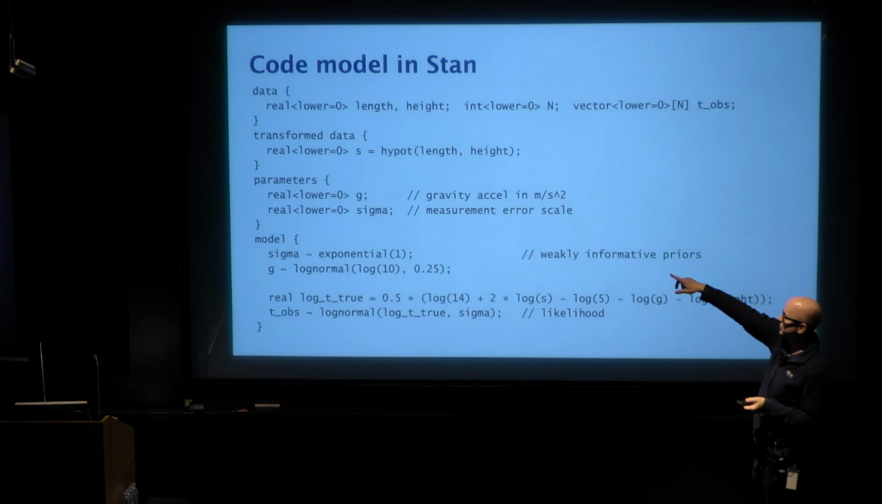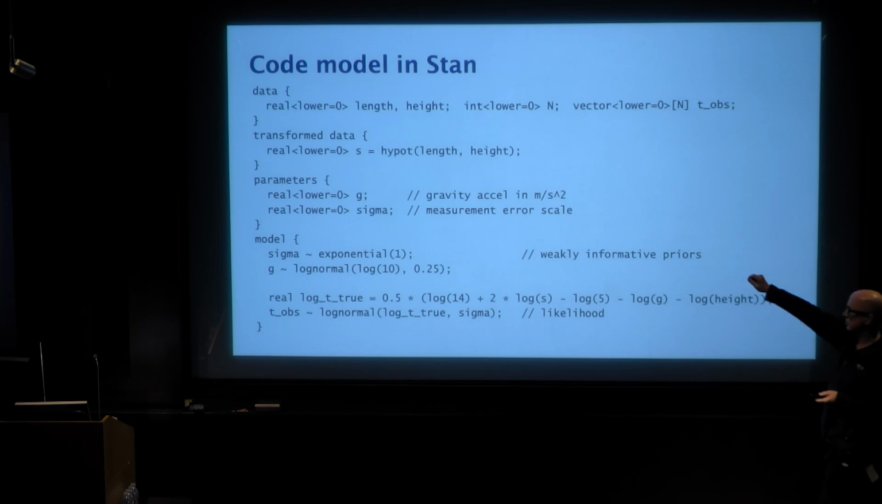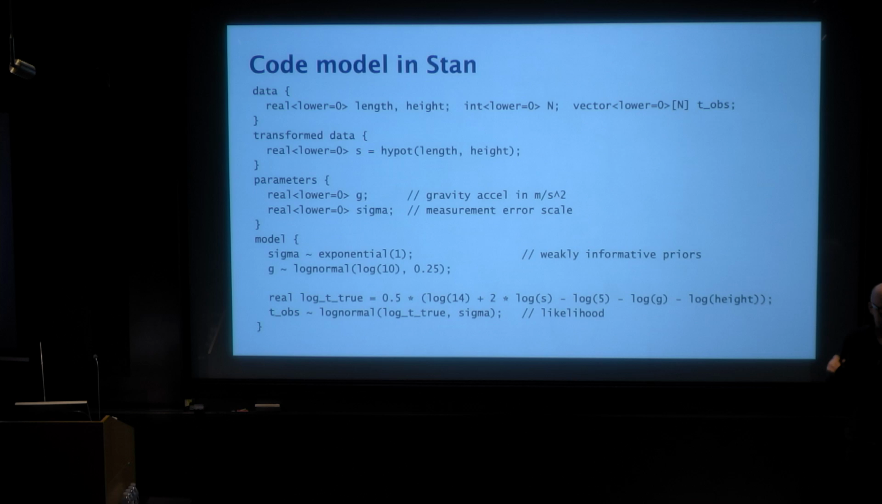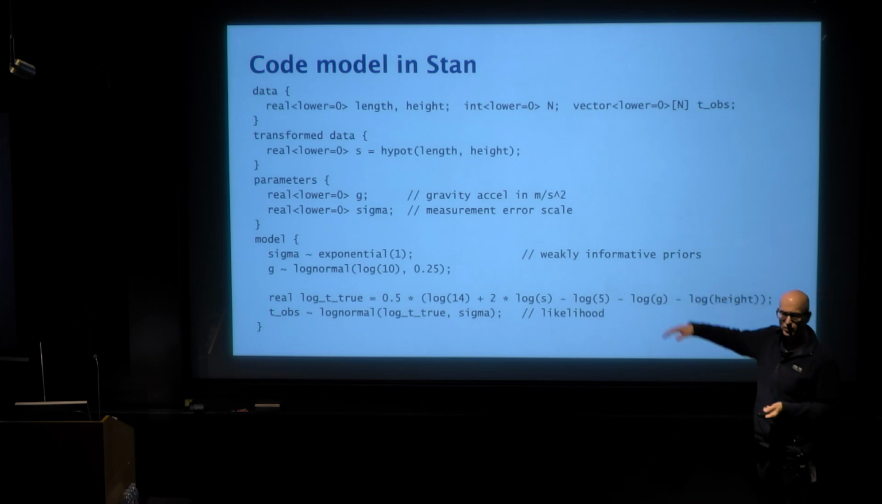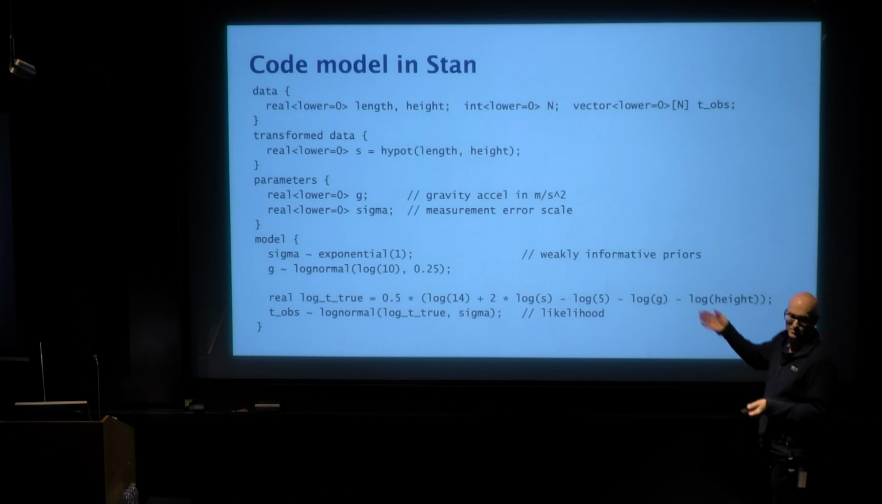We're going to actually compute this S value based on the length and height, so we only have to compute it once. Right? And then we have two parameters, two unknowns here. One's the gravitational constant, and one's our measurement error scale. We don't know either of those before we start. Then the model, I'm just going to have some weakly informative priors that says we don't expect sigma to be in the hundreds. We don't expect it to be 0.001. We expect G to be somewhere around log 10.